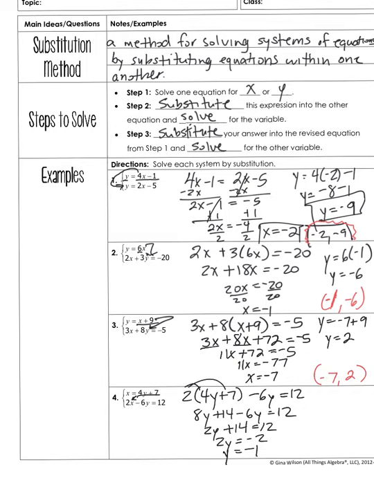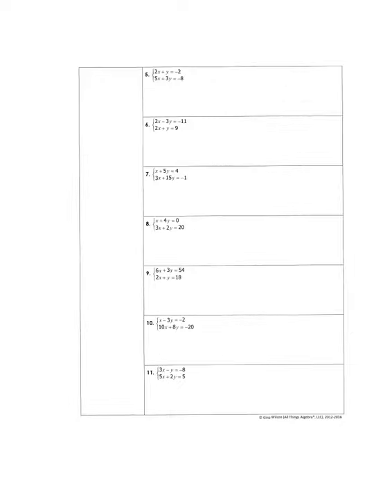If y equals negative 1, we can plug it into our first equation to solve for x. 4 times negative 1 is negative 4. And then negative 4 plus 7 is 3. So the solution to this system of equations is 3, negative 1. All right, moving on. Number 5.